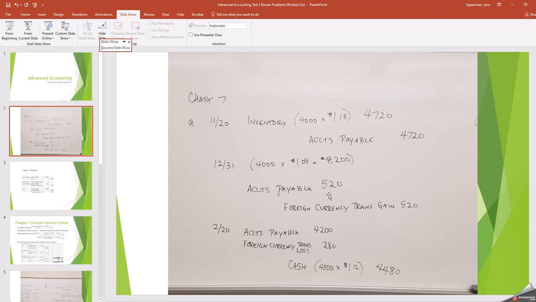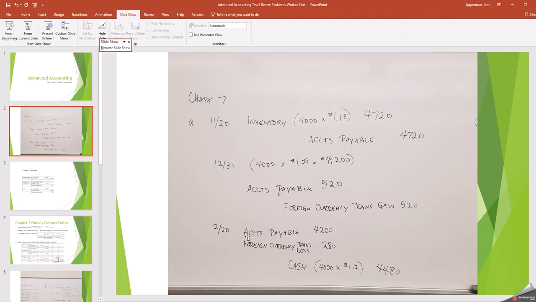So we have to reduce our accounts payable, so we debit that. And again, because the currency translation rates changed in our favor, we end up with a gain of $520. So there's a foreign currency translation gain. Then on February 20th, it's actually due and payable. So on that date, it's gone back up a little bit. So we've reversed that gain.